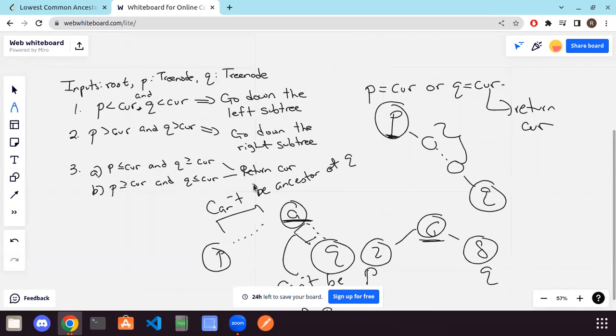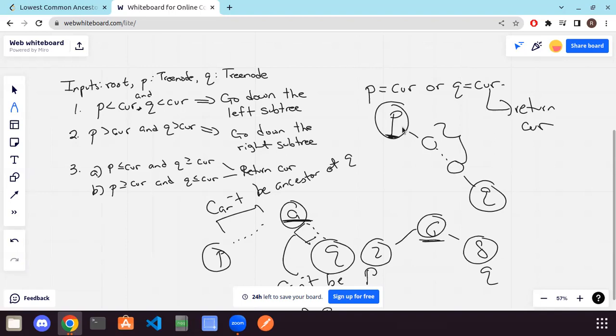Now, case 3 is when we actually return something. If P equals cur or Q equals cur, like I explained here, then we know we have to return cur. And again, cur is just some node in the tree, right? We have to return cur because that's the lowest common ancestor of both P and Q. Because if you go any further to the left or to the right, those nodes cannot be the ancestor of one of the two, right? Because you already went past P. So that's if P equals cur or Q equals cur.